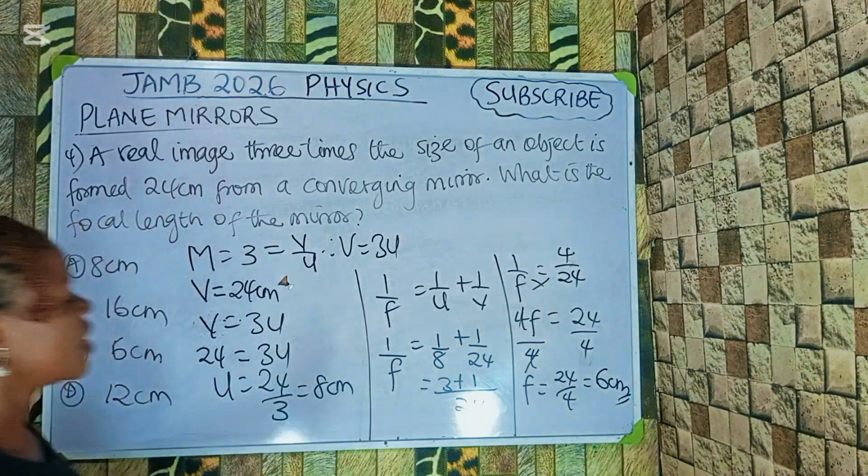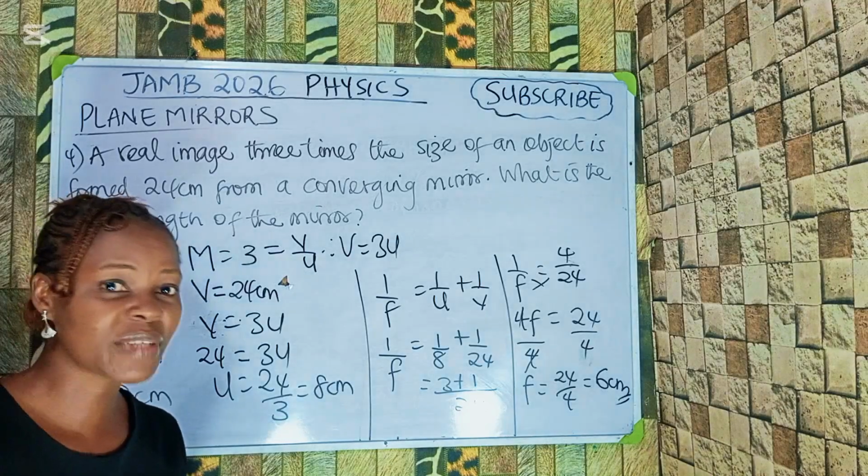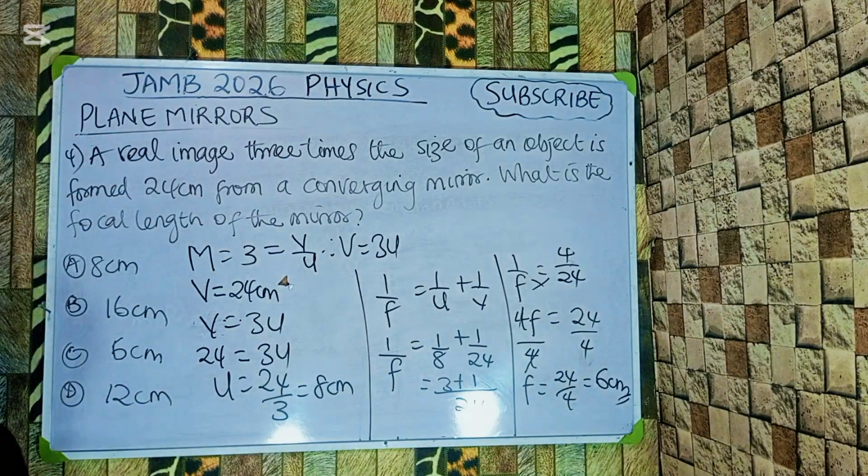If they say that the image is 3 times the size of the object, it simply means you're looking for magnification, or the magnification is given. If they say that the image is 3 times the size of an object, that means the magnification is equal to 3. Okay, so from what we've done so far, the correct option to this question is option C.